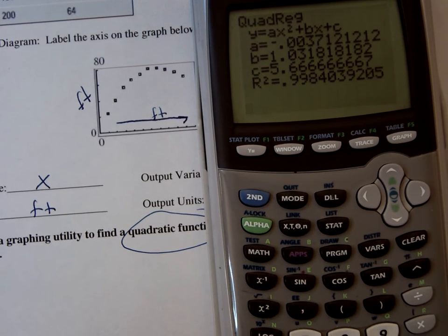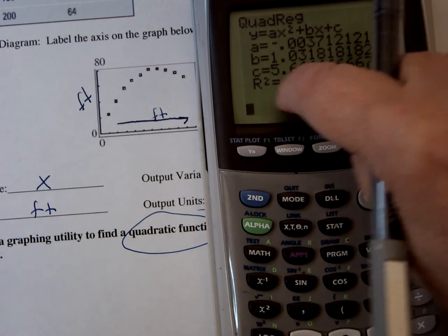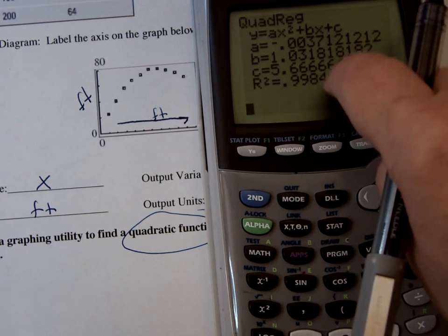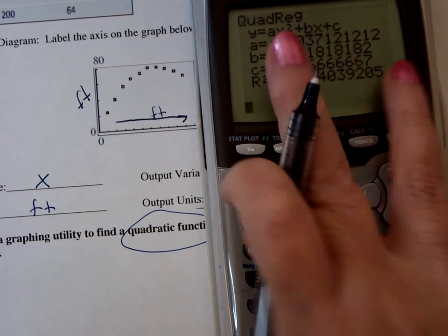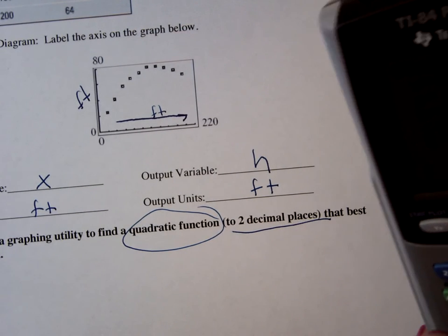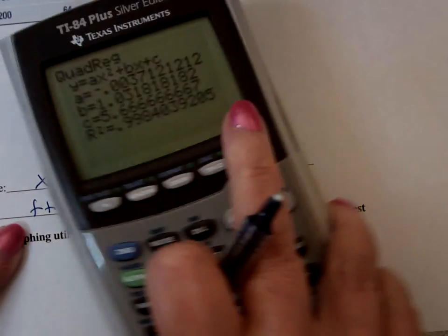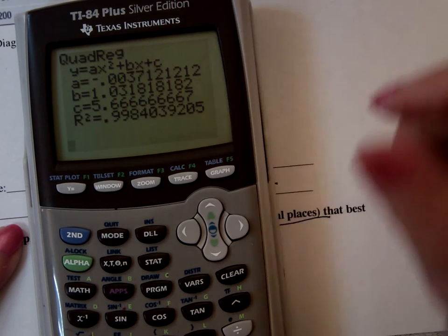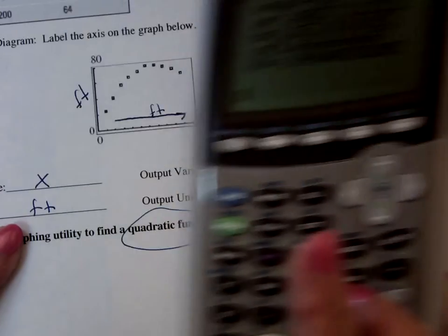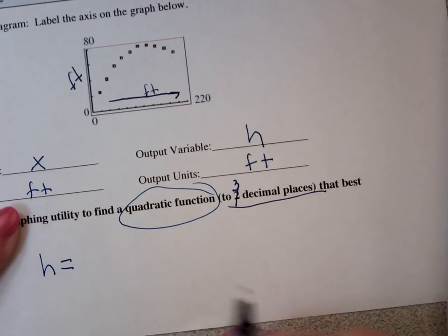Now notice I've got an r squared and not an r. R squared is the square of r, so if I want my correlation coefficient, I have to take the square root of that number. To how many decimal places? 2? I lied. I need to make it 3. Why would I make it 3? To 2 decimal places, I lose a, so I can't do that. I needed 3 decimal places. So it's going to be h equals.